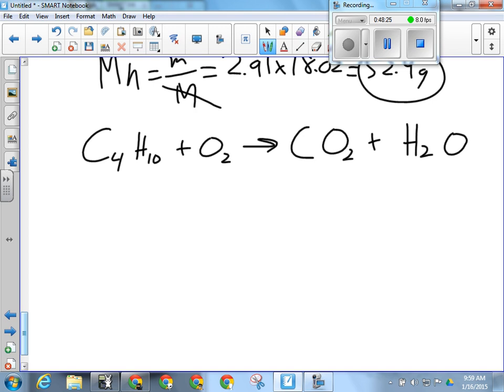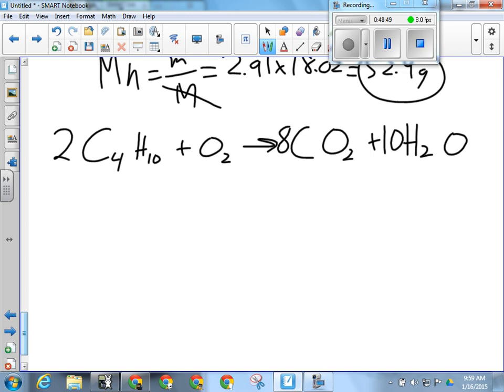Then we also have the second rule, which is the rule of 2. Even numbers start with a 2. Do I have an even number of carbons? So I apply the rule of 2, and now I start balancing alphabetically. 2 times 4 is how many? 8. So I've got 8 carbons over there. 2 times 10 is 20. 10 times 2 is 20.